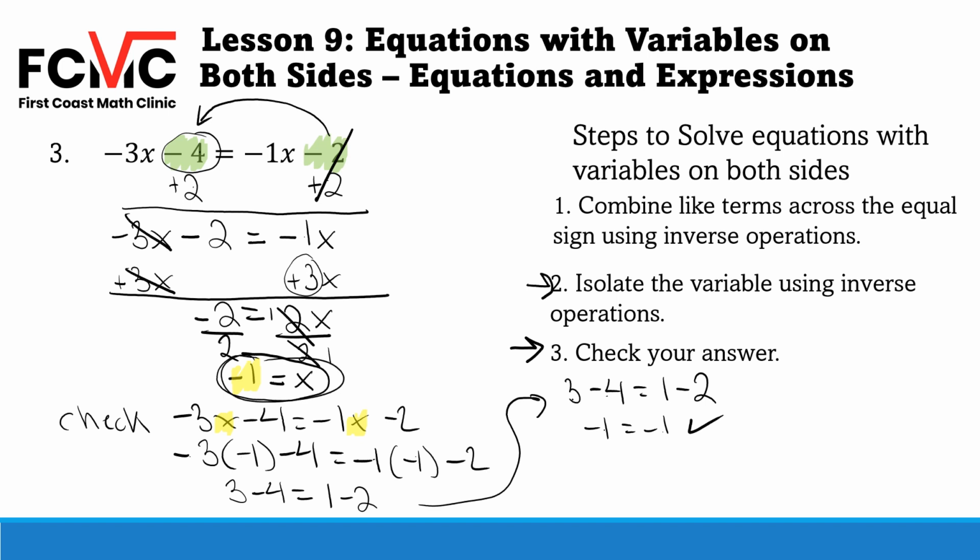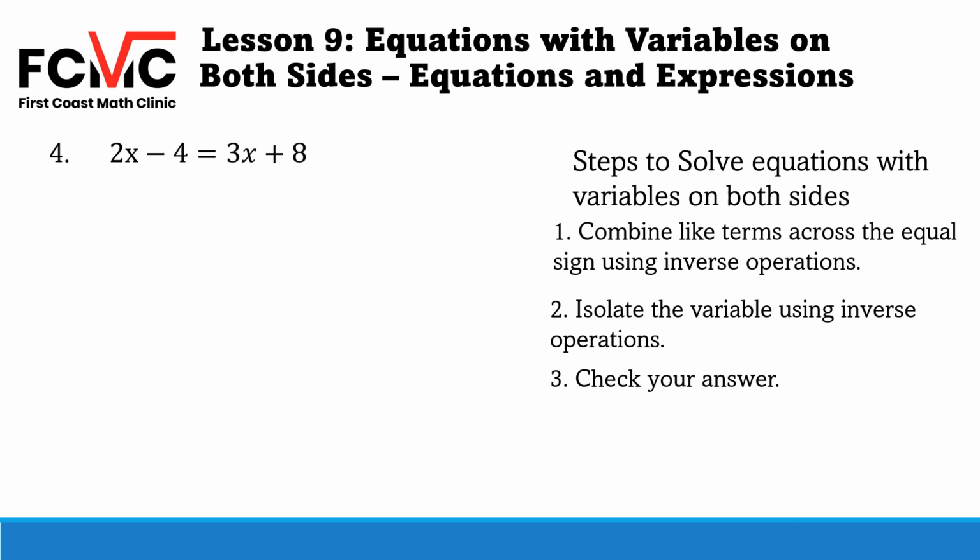to example number 4. All right, so for our last problem, number 4, we've got 2x minus 4 equals 3x plus 8. So we want to start by combining our like terms across the equal sign by using inverse operations. So our like terms are going to be, let's do the 2x and the 3x. So I'm going to move the smaller term to the bigger term. So I'm going to move the 2x to the 3x.